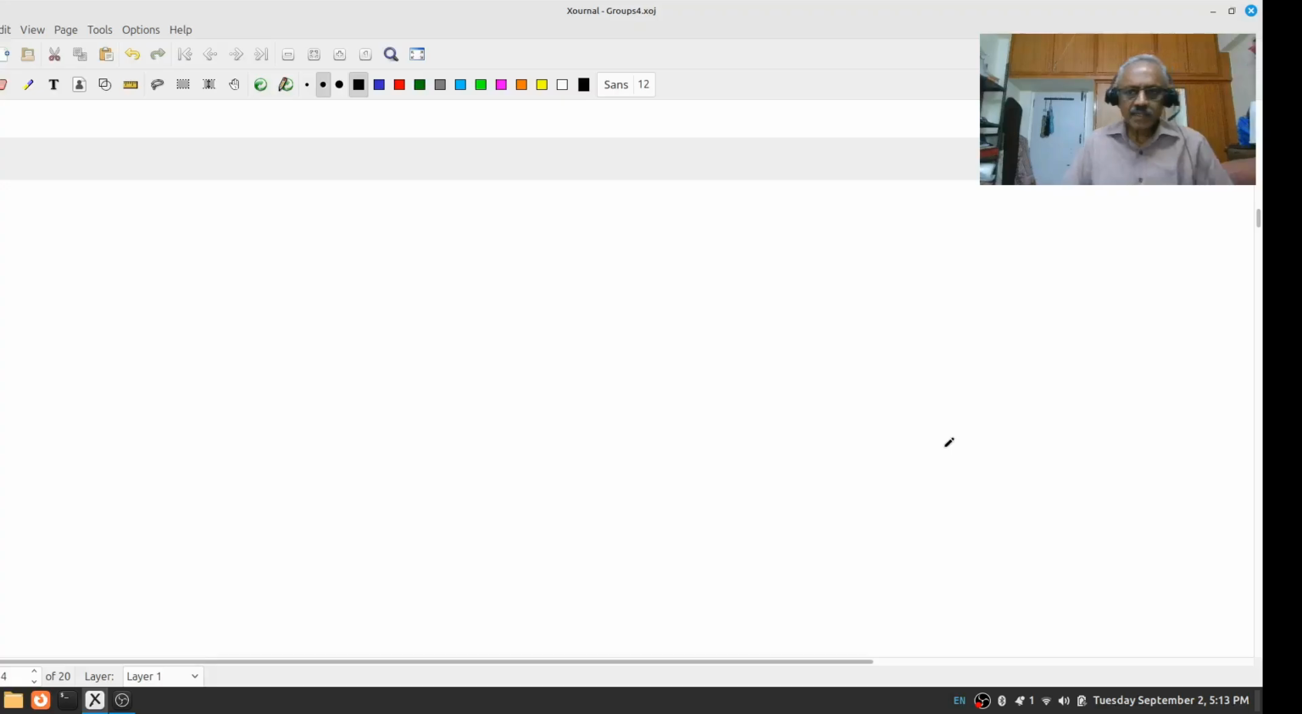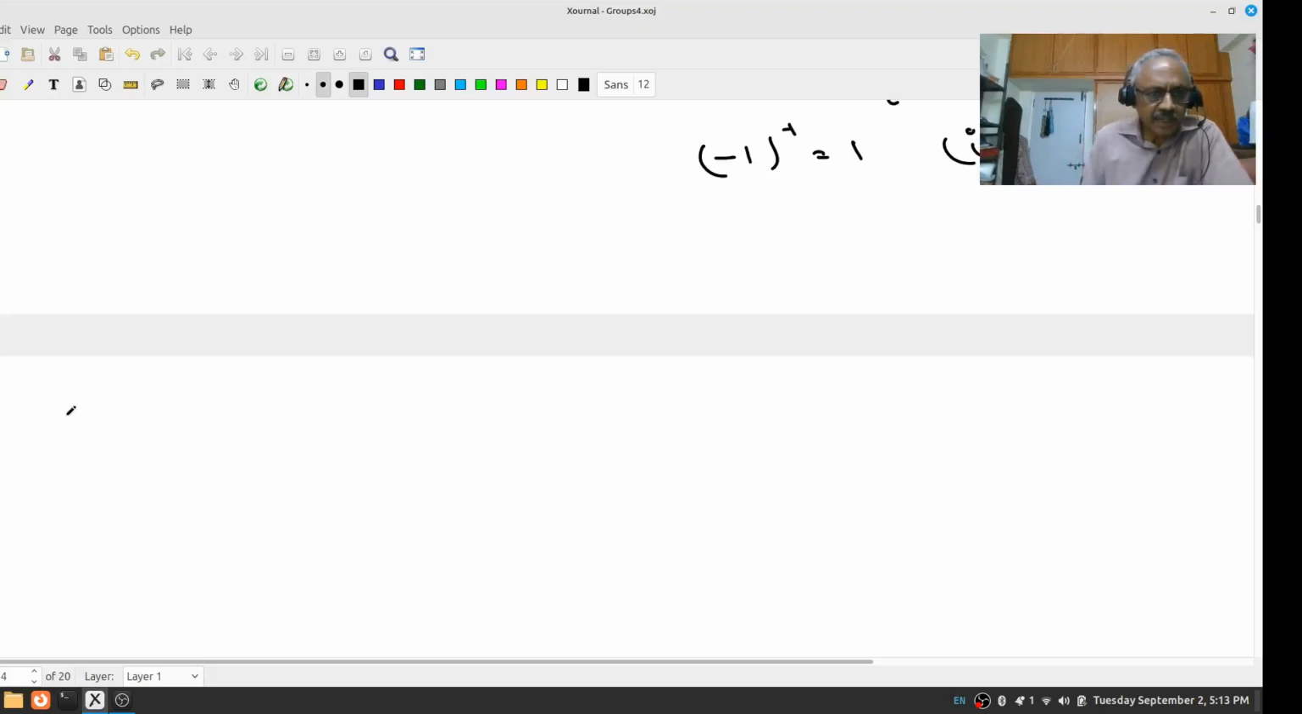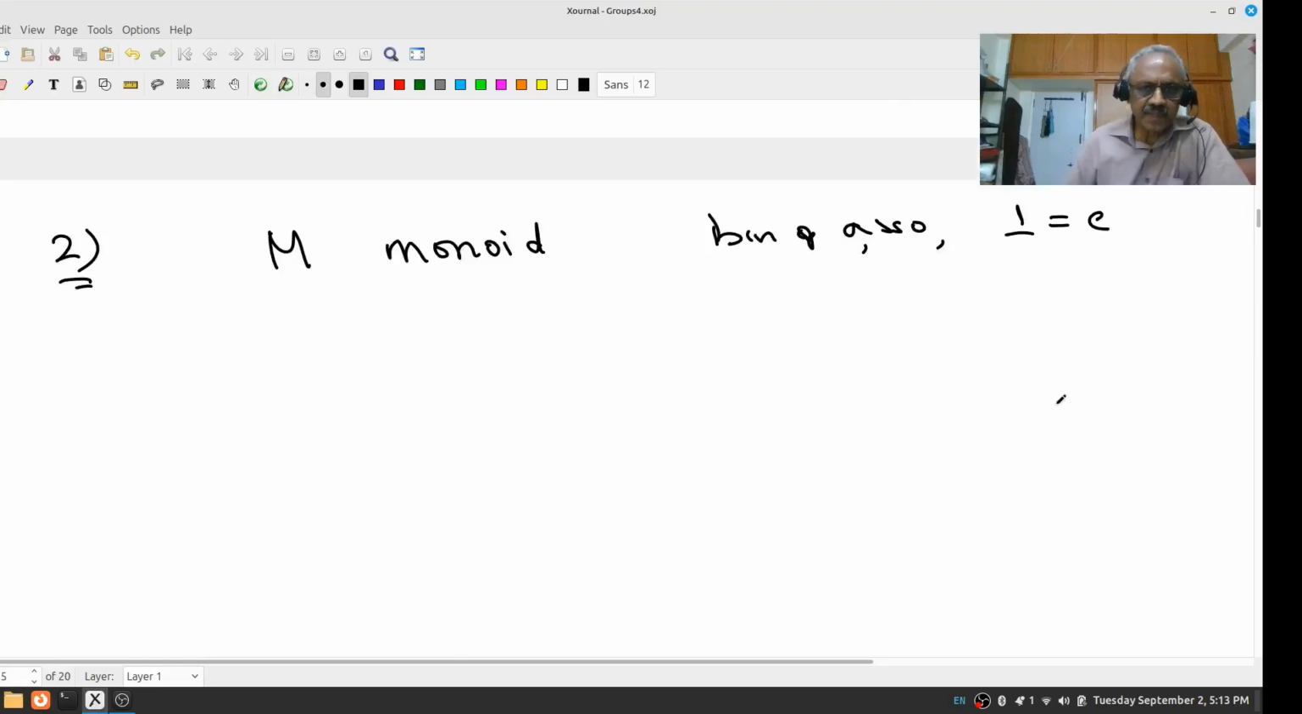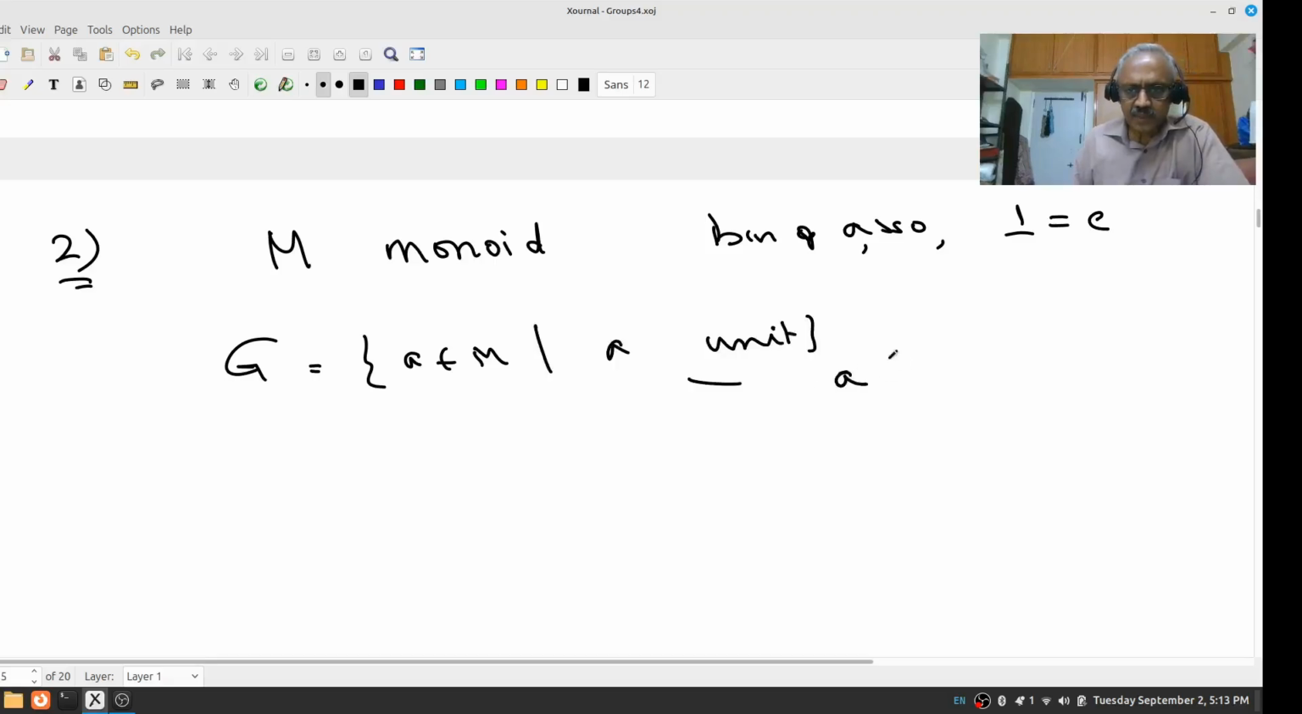Now let's look at a general way of looking at this. I said there is no theory, but I will do that. Suppose M is a monoid. Remember, a monoid has an associative binary operation and the existence of an identity. And let G be the set of elements A in M such that A is a unit. What does it mean? A has an inverse.